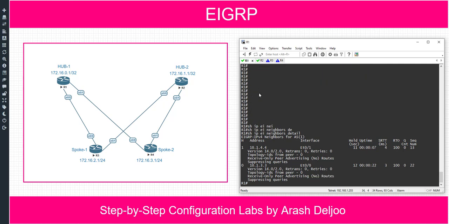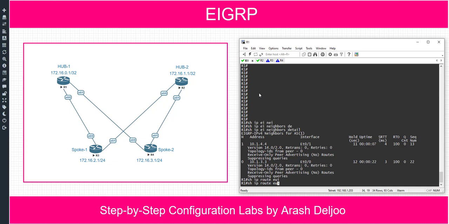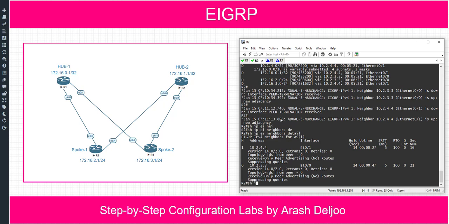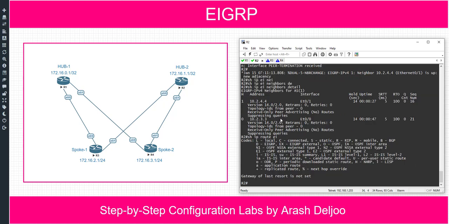Let me show you the routing table of router 1. Show ip route eigrp shows that we don't have any EIGRP-learned networks from router 3 and router 4, including their connected networks and their learned networks, for example 172.16.1.1, because they are stubs. Also in router 2, show ip route eigrp shows that we don't have any EIGRP-learned routes from router 3 and router 4.